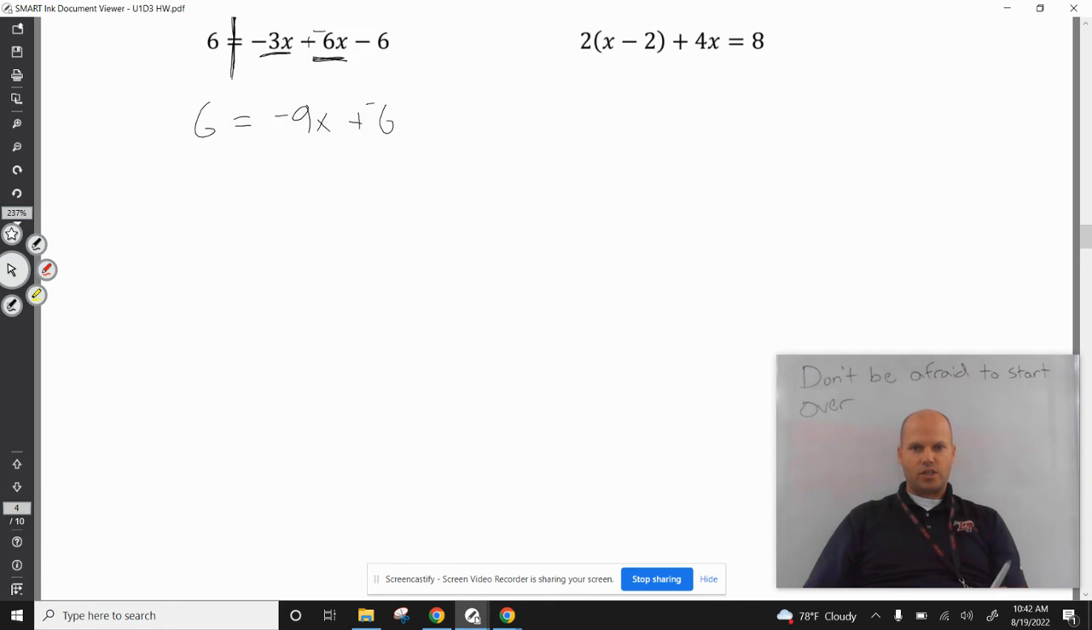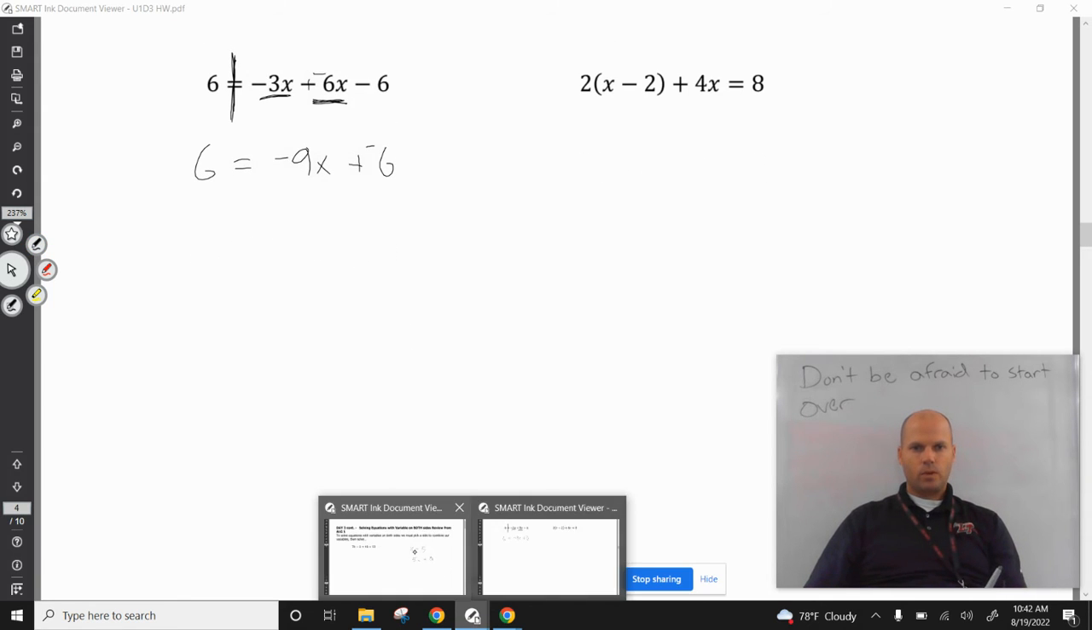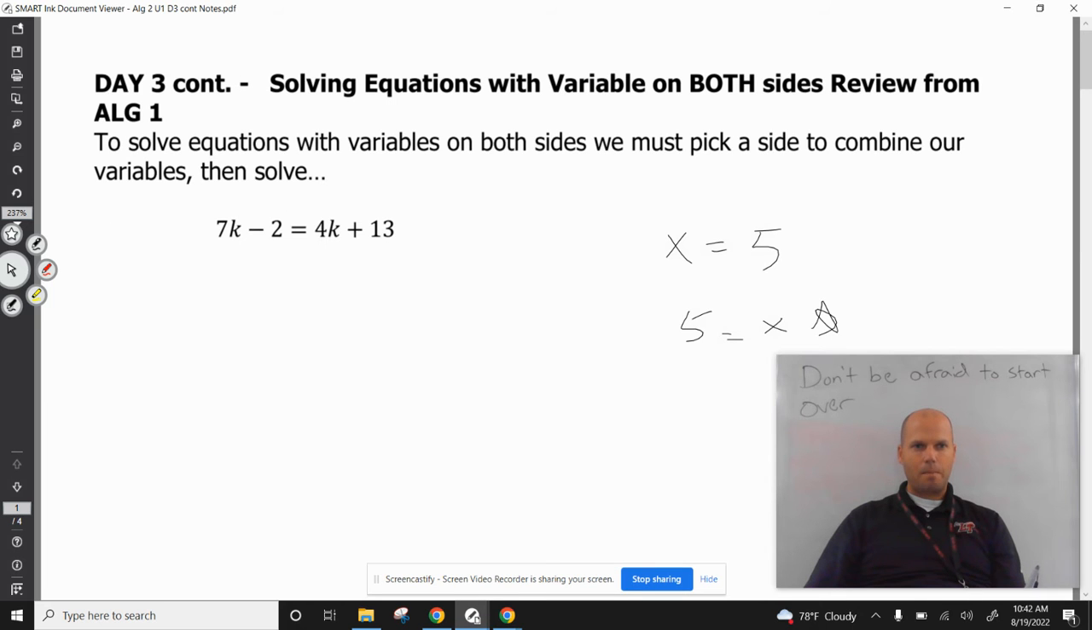For these questions that we're about to do, our variables are on both sides of the equation. It's not same side combined.